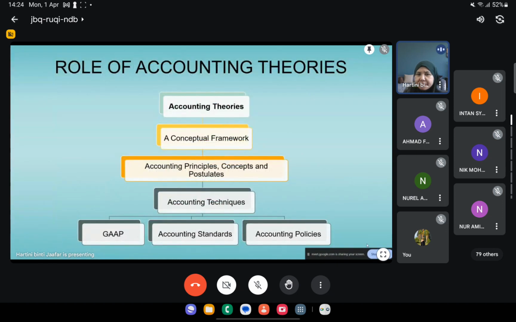Okay, sorry. So in the conceptual framework, tengok nak gulung kat lain, dia keluar kat lain kan. In the conceptual framework, it explains or states about the principle. Let's say the matching principle or the matching concept.